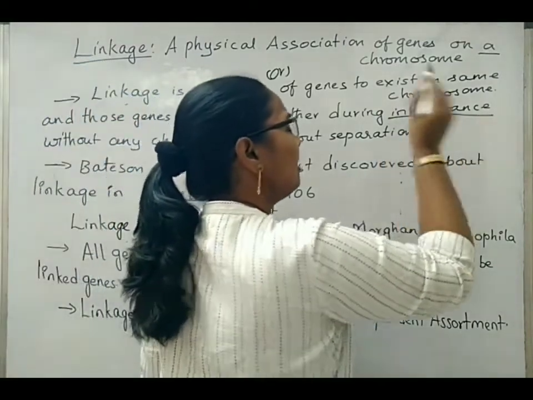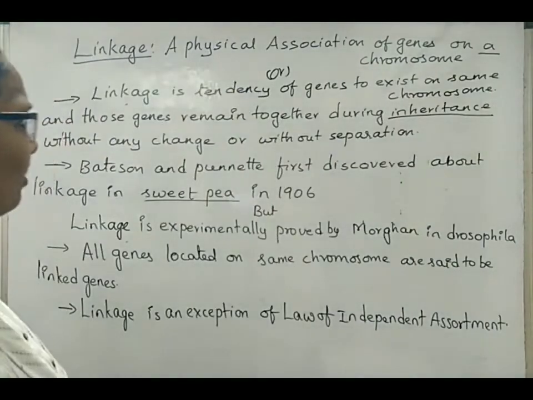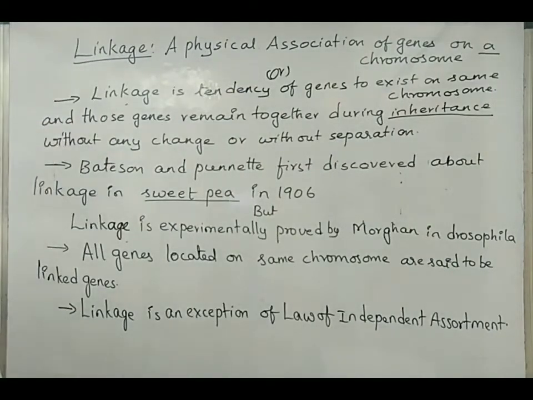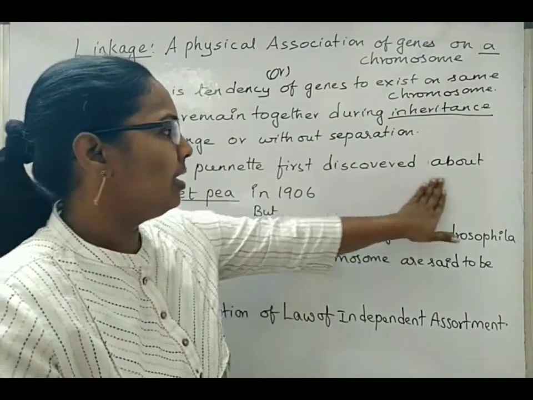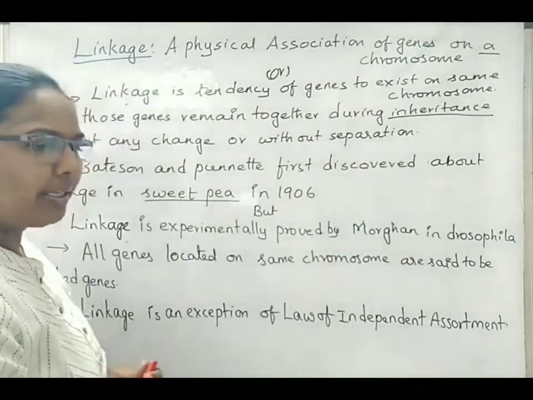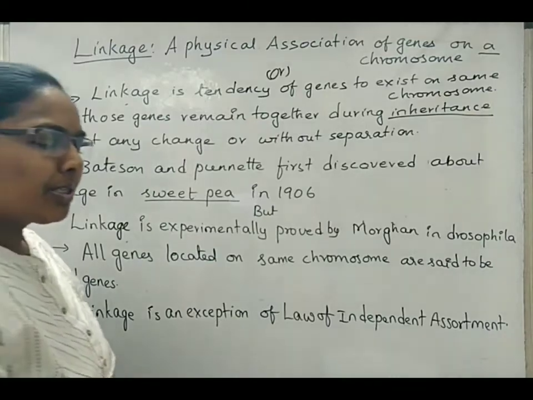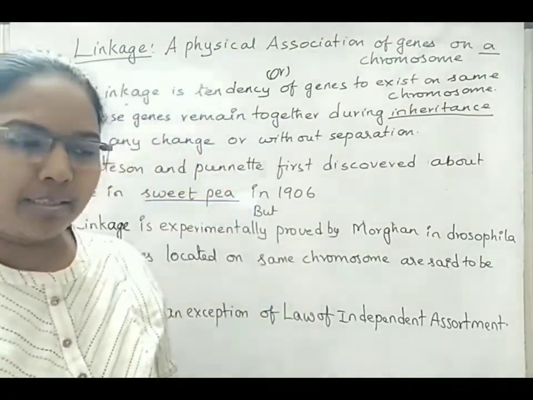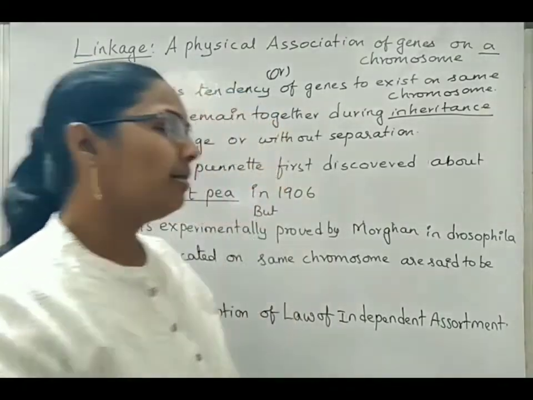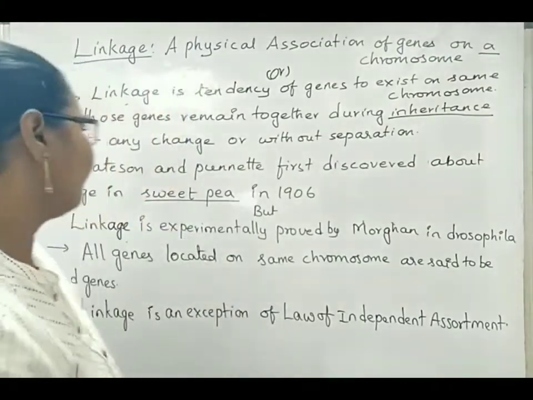What is inheritance? The process of transferring characters from parents to offspring, means from one generation to another generation, without any change or without separation, means they are not getting separated. Those linked genes are not getting separated during the process of inheritance. Next, the people who studied linkage for the first time are Bateson and Punnett. So, linkage was first discovered by Bateson and Punnett.